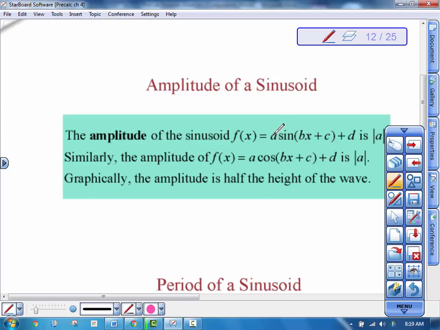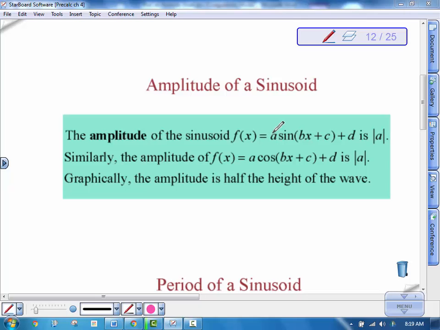Okay, instead of the vertical stretch for A, we're going to call that the amplitude, okay? And it's just the absolute value of this number that's right in front, pretty easy. What the amplitude is, it's just how high or low the wave goes relative to the middle of the wave. So if this is 1, which the normal sine and cosine is, then the amplitude is just 1. If this is 3, then the amplitude is 3, and so on.